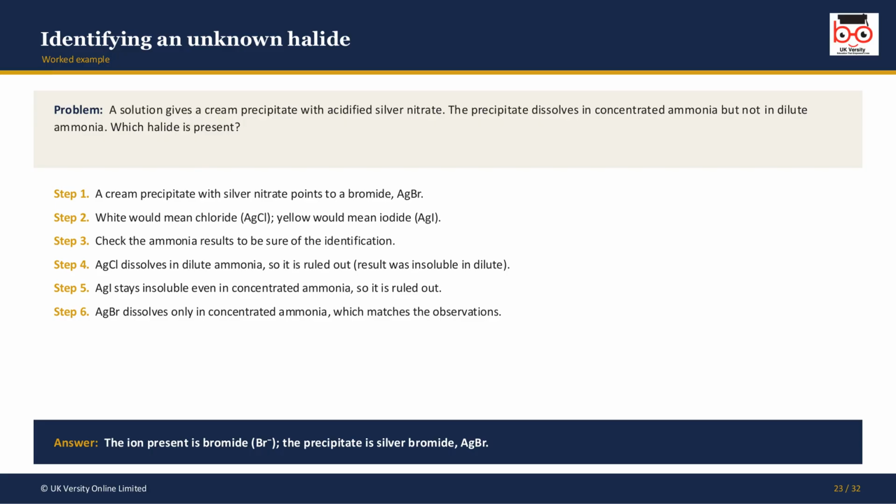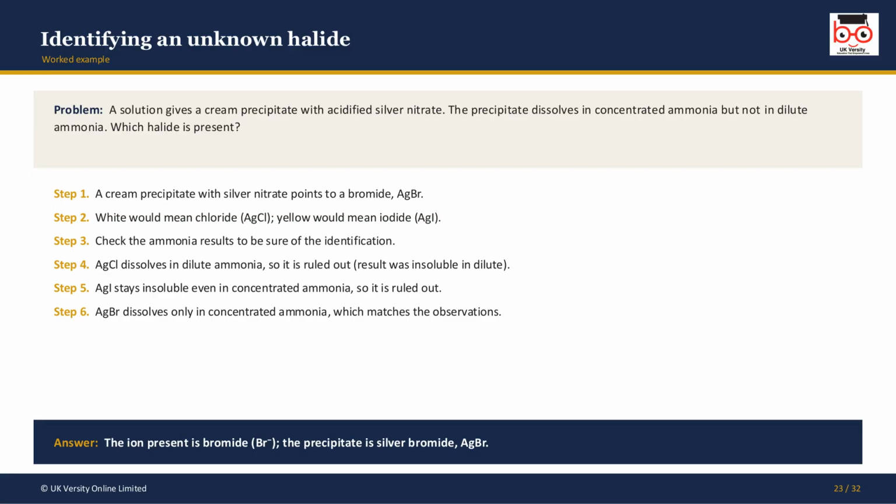Let's use that. A solution gives a cream precipitate with acidified silver nitrate, and that precipitate dissolves in concentrated ammonia but not in dilute. Which halide is it? The cream color points to silver bromide straight away, since white would be chloride and yellow would be iodide. Then we check the ammonia results.